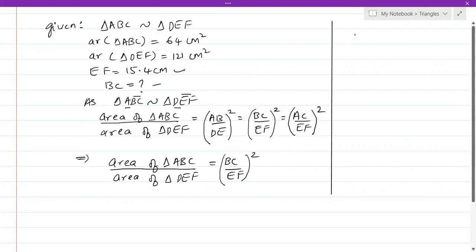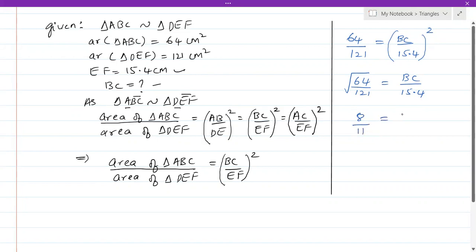So area of triangle ABC is given as 64 and area of triangle DEF is given as 121. That is equal to BC, whose value we have to find, and EF, whose value is given as 15.4, both under the whole square. Now if the square goes to the other side, it will become square root, isn't it? The square root of 64 by 121 is equal to BC by 15.4. So the square root of 64 is 8, the square root of 121 is 11. That is equal to BC by 15.4.